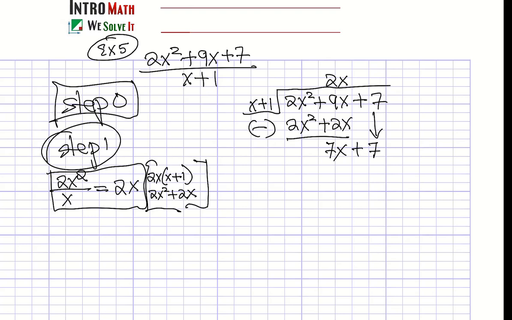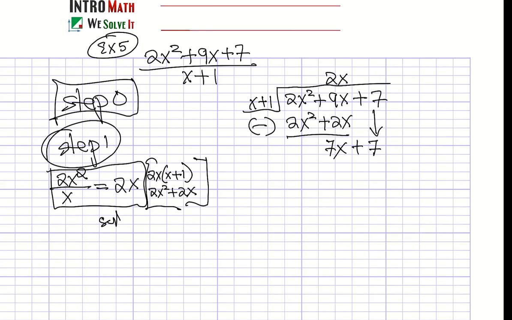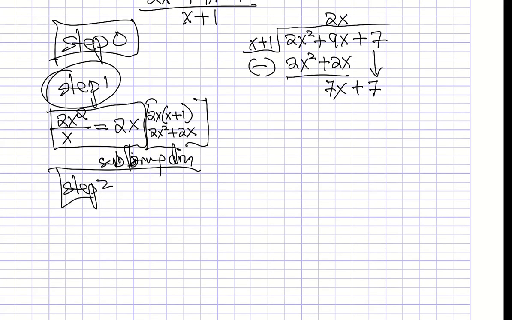And then you bring the 7 down to complete your first step. You bring 7 down, subtract, bring down, okay? You bring it down, then you're done. You repeat the process again, step 2.